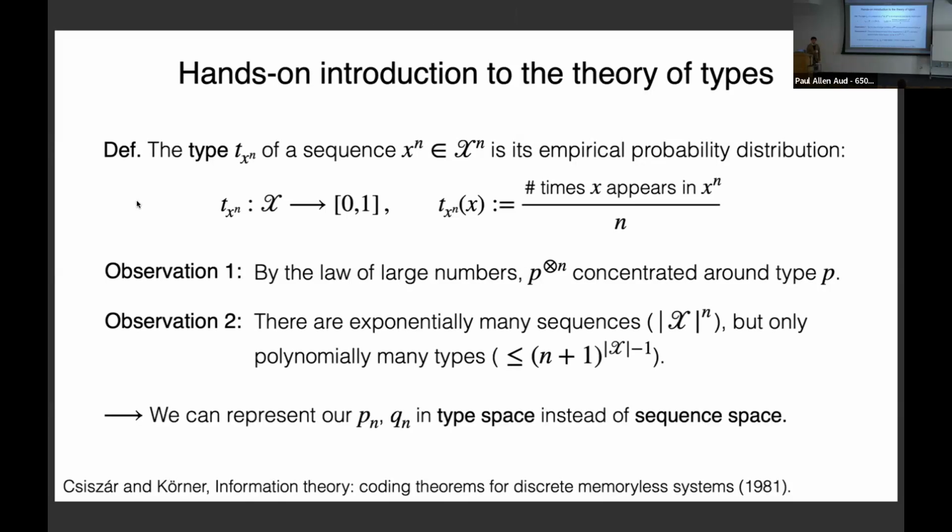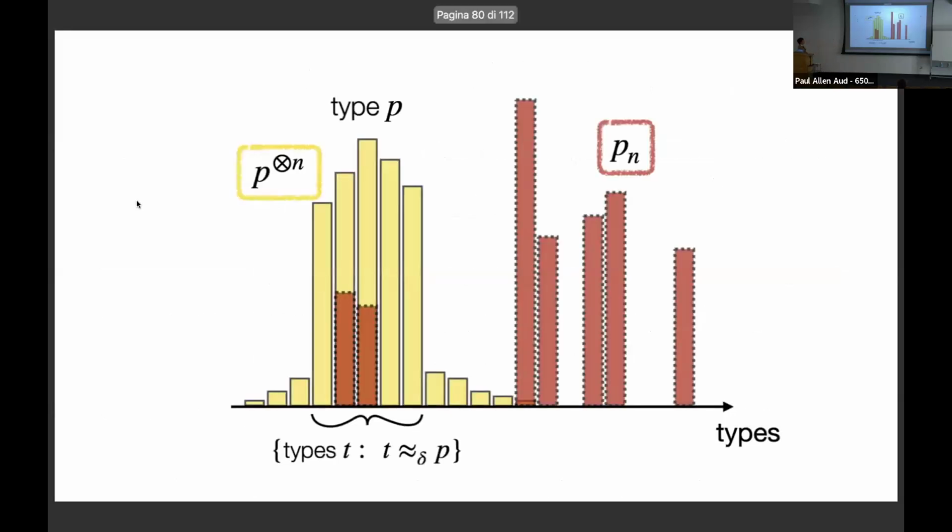And that means that now, there are the pictures, I promise, we can represent our Pn and Qn in type space instead of sequence space. That will be much more economical. So now we'll save a lot of space, and it will also allow us to understand a lot more. So this is the representation. On the x-axis, I put the set of types, which you can think of as just the set of relative frequencies of every symbol.